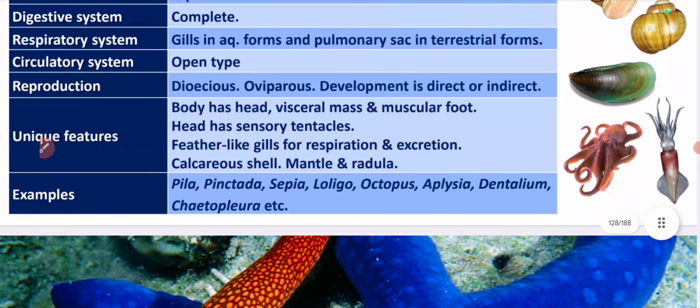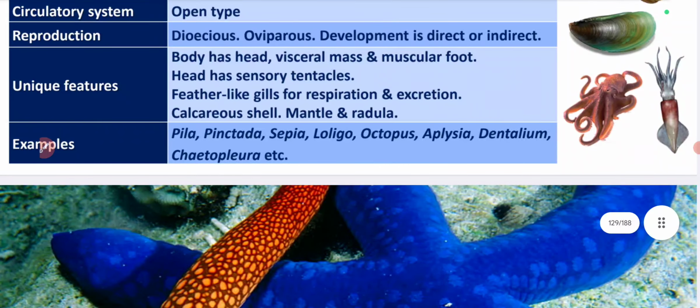Unique features: body has a head, visceral mass, and muscular foot. The head has sensory tentacles, feather-like gills for respiration and excretion, calcareous shell, mantle and radula. Examples: Pila, Pinctada, Sepia, Loligo, Octopus, Aplysia, Dentalium, and Chaetopleura.